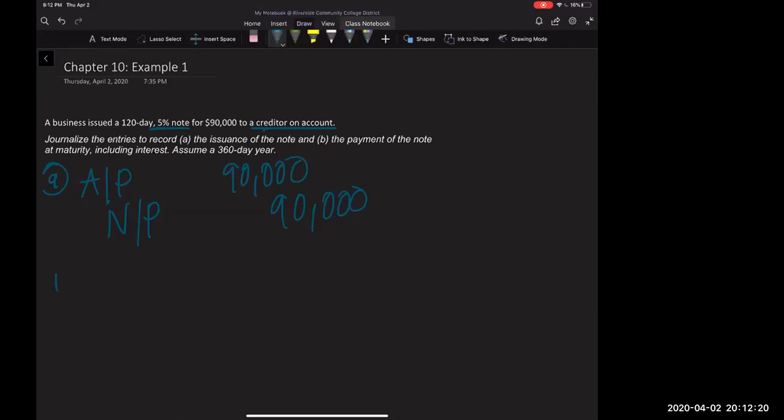So now B, it's asking us to journalize the entry, the payment of the note at maturity. So remember that when we are talking about maturity, maturity means the principal amount plus interest. We know the principal amount. That principal amount is $90,000. What we must calculate and figure out is the interest. So before we can even journalize anything, we need to understand how much our interest is on this $90,000 loan.